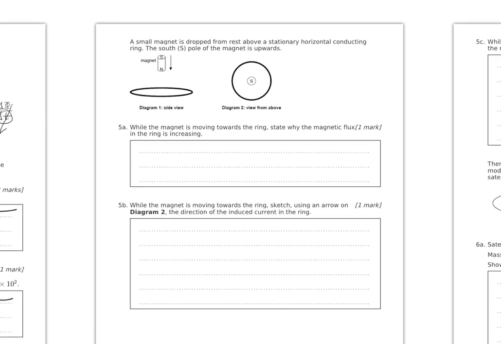And then 5A seems like a confusingly obvious question, but it doesn't say why is the flux increasing as the magnet comes towards the ring. It says why is the flux from the ring increasing? And that's because of Lenz's law.